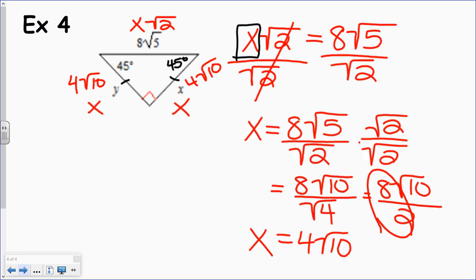So now we have the lengths of all three sides, and those are the exact lengths. Sometimes you'll see questions that ask for the exact lengths and that have radicals in the answer, and so this is how you go about getting those. All right, so that's it.